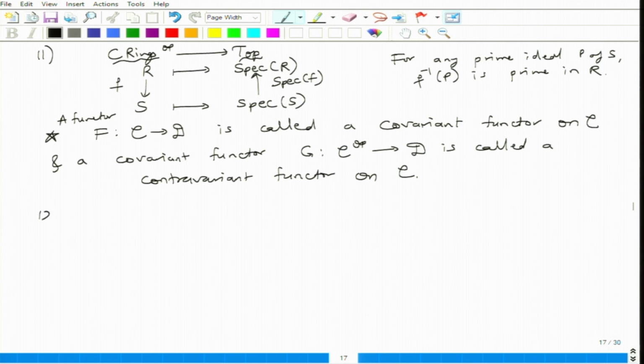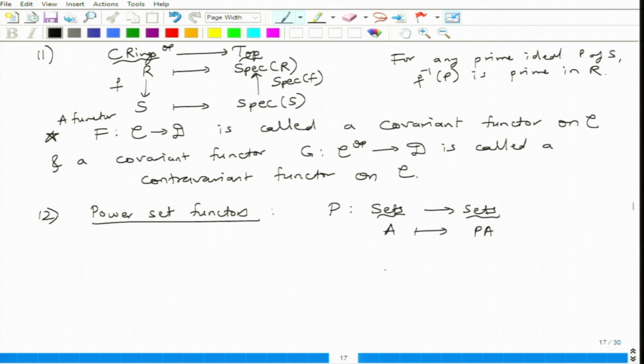I am going to give you one thing to think about here. These are power set functors. There are two of them. So this is P from the category of sets to the category of sets. So what does it do? Naturally, A goes to PA and B goes to the power set of B. And now if I am given a function f from A to B, where will it be mapped to?